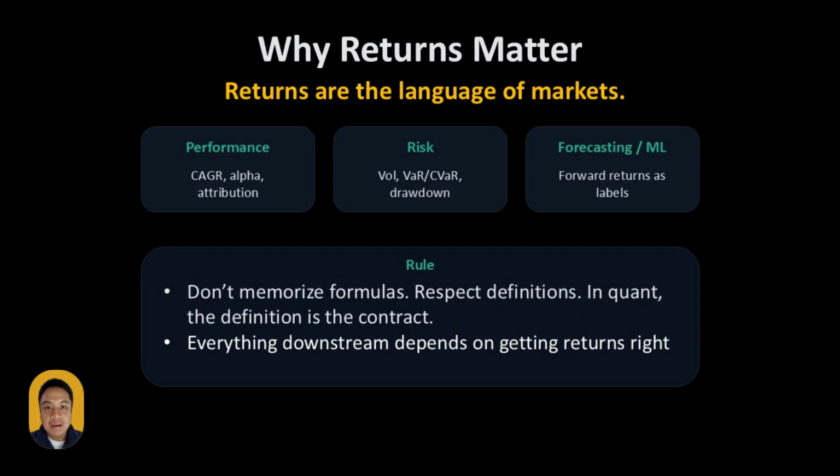Three, forecasting and ML. When people build ML models, the label is often forward return. Will next month's return be positive? If your returns are miscomputed, with wrong alignment, wrong currency, or wrong handling of dividends, your labels are garbage. The model learns noise. Teaching mindset: I don't want you to memorize formulas. I want you to respect definitions. In quant, the definition is the contract.